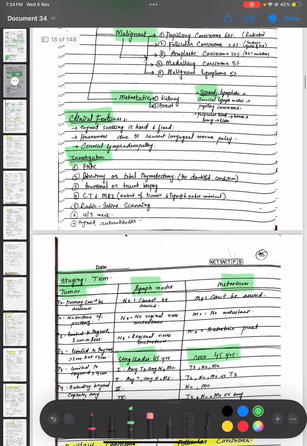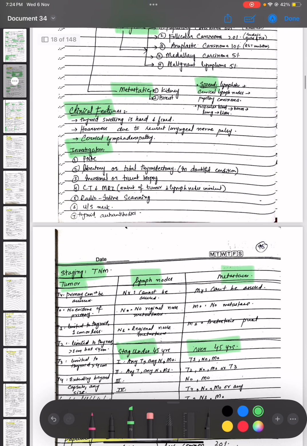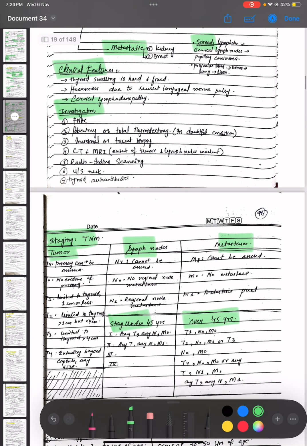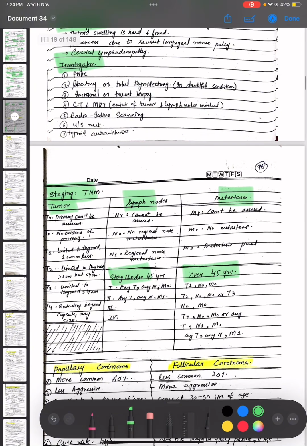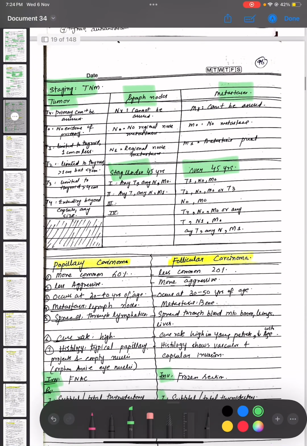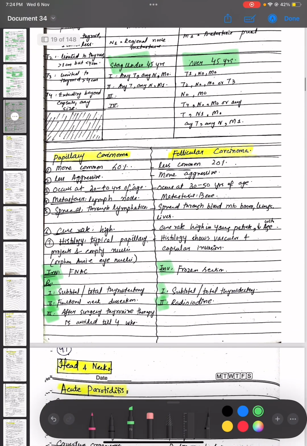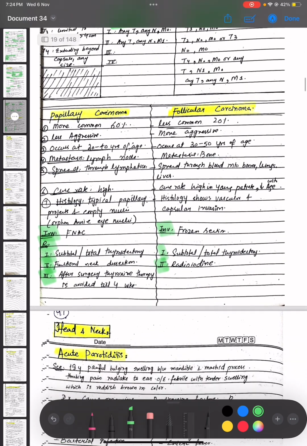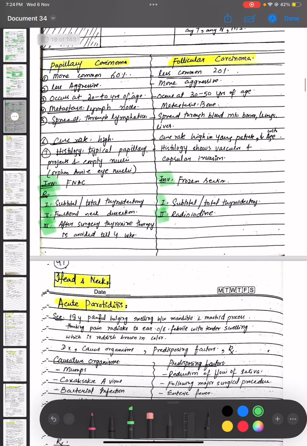The clinical features are thyroid swelling is hard and fixed, hoarseness is present due to recurrent laryngeal nerve palsy, and cervical lymphadenopathy is present. In investigations, we will do the following investigations. This is the TNM staging, that is tumor, lymph nodes, and metastasis. Then the stage is under 45 years and over 45 years. Then we discuss the papillary carcinoma and the follicular carcinoma and the comparison between them, and what are the investigations and the treatment options for different stages.